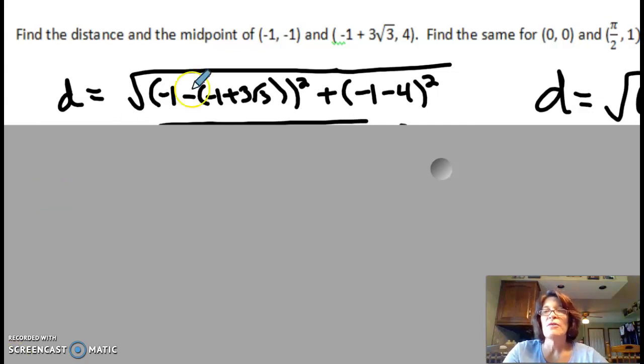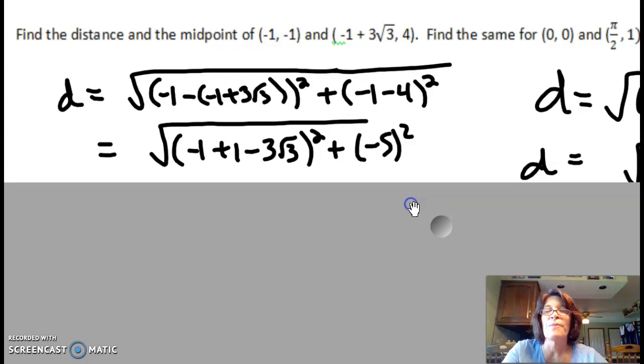Okay, so we left off, we found the midpoint of these 2 points, and now we're finding the distance between those 2 points. So I'm going to take the x-coordinate, -1, and subtract this x-coordinate, -1 plus 3 root 3. Be careful that you're subtracting in parentheses, okay? Then you square that, plus you take and subtract the y's, -1 minus 4, and you square that.